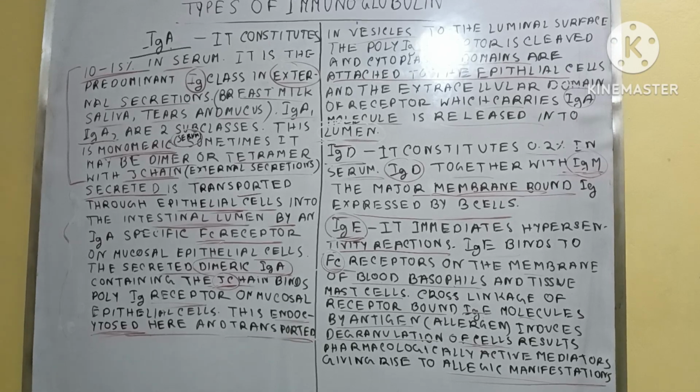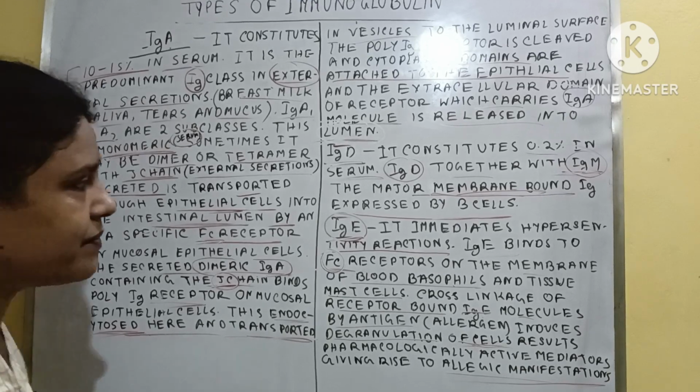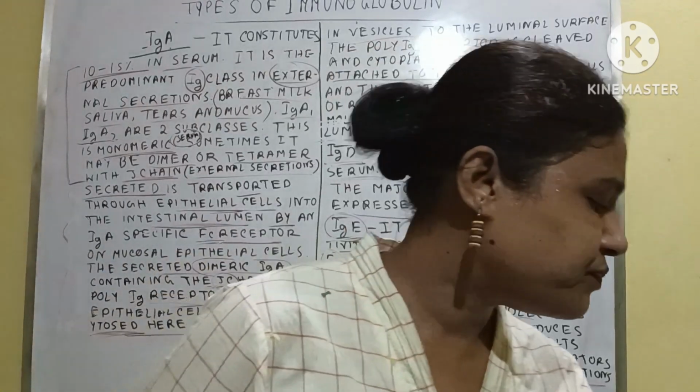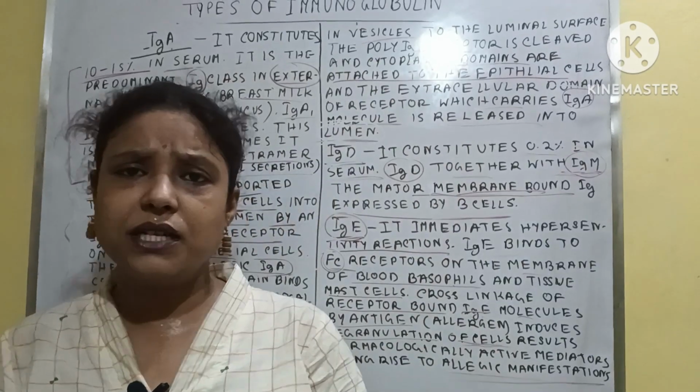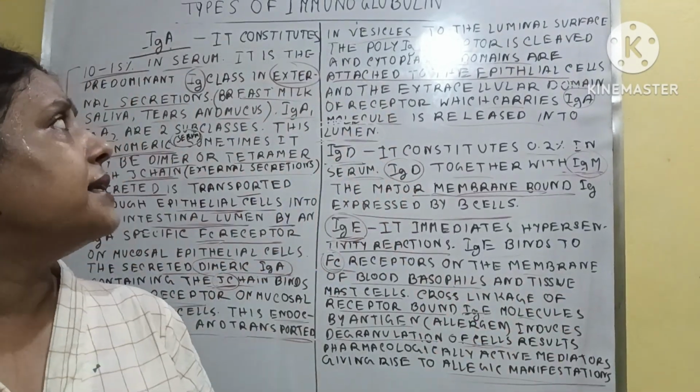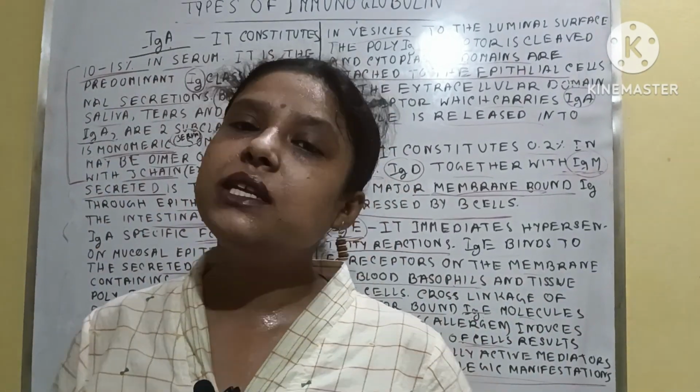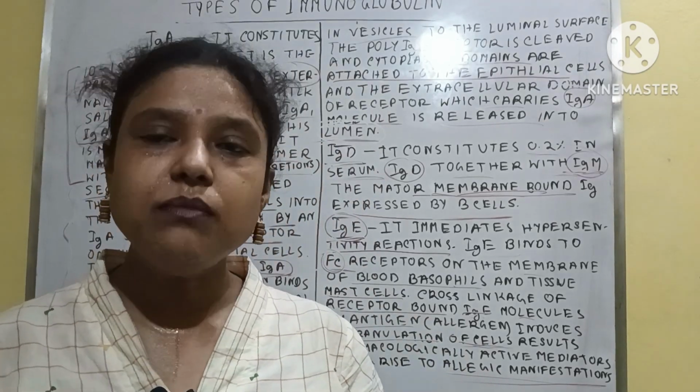So these are the actual types of the immunoglobulin. I have explained them totally here. I think you understood it properly, and if any problem is created, you can consult any immunology book.